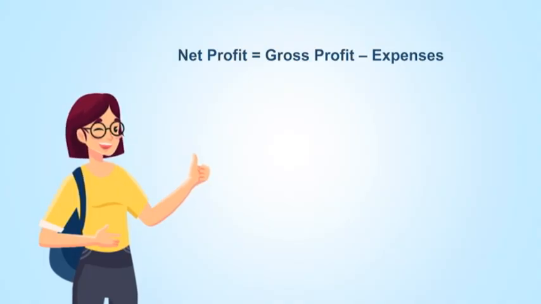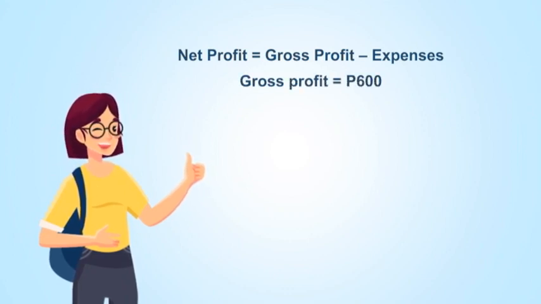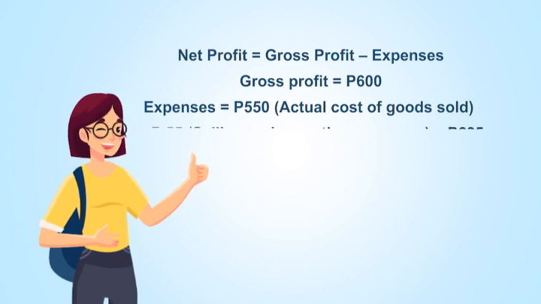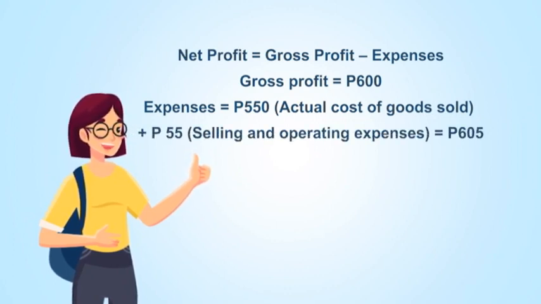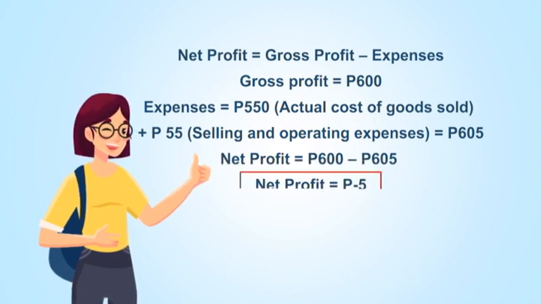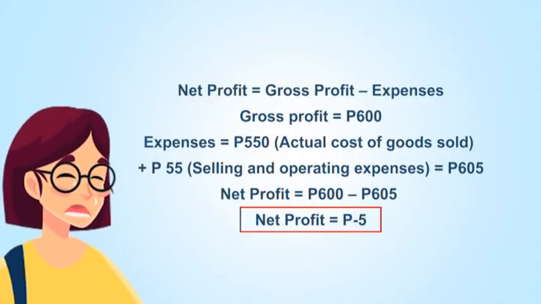Net profit equals gross profit minus expenses. Gross profit equals 600 pesos. Expenses equals 550 pesos plus 55 equals 605 pesos. Net profit equals 600 pesos minus 605 pesos. So the net profit is negative 5 pesos. Did Anna make a net profit? No, she didn't. In fact, she is short of 5 pesos. This is considered a loss.